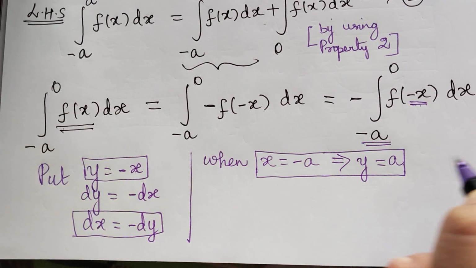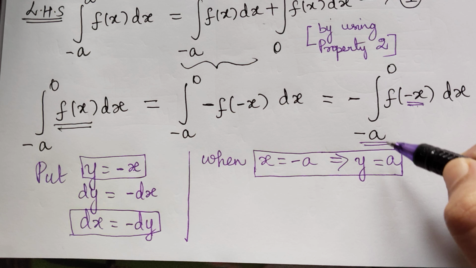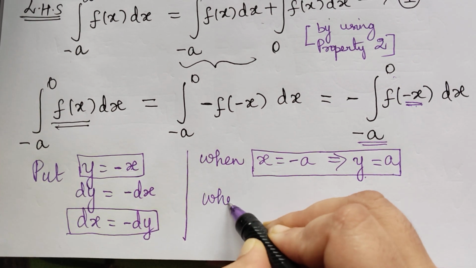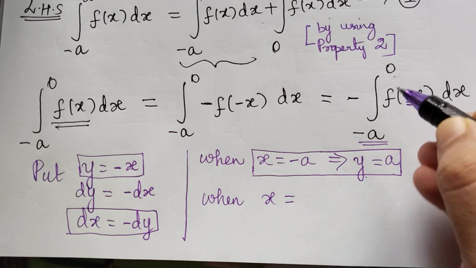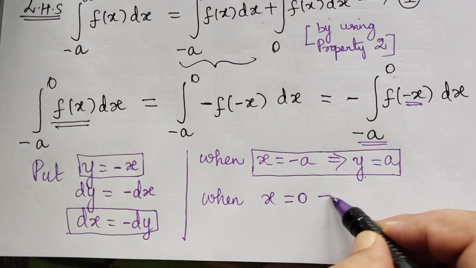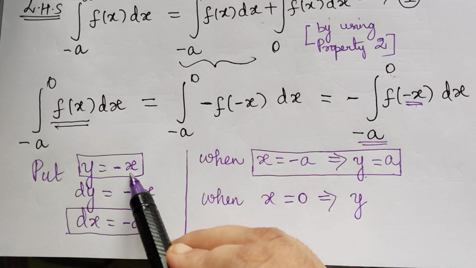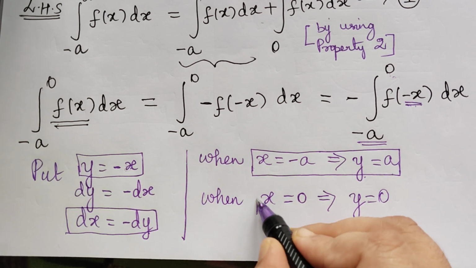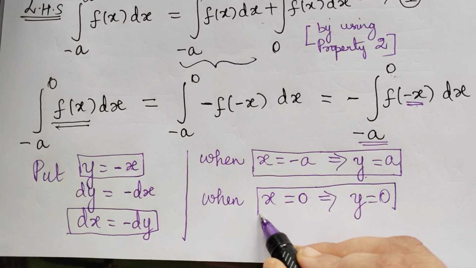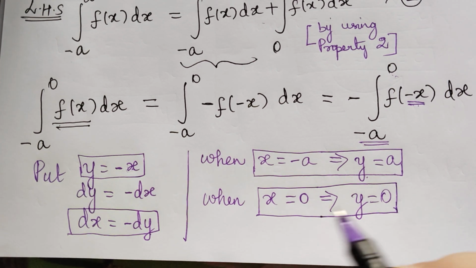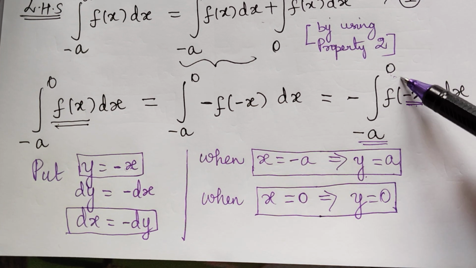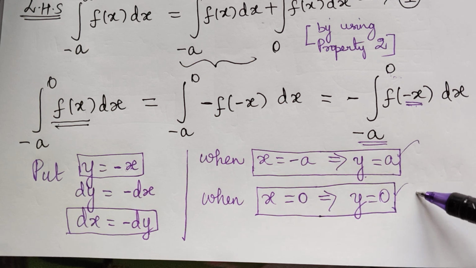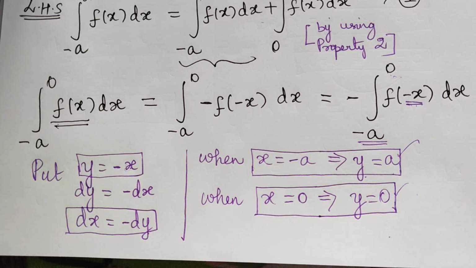Next, we have to do the same for the upper limit. What is the upper limit? It is 0. So, when x is equal to 0, what about y? When we substitute x as 0, y will also remain 0 itself. So, the upper limit is 0 only. Now, after making the substitution, the lower limit is a and the upper limit is 0. So, we will rewrite this.